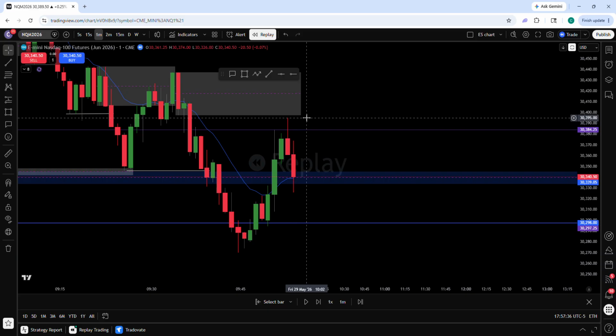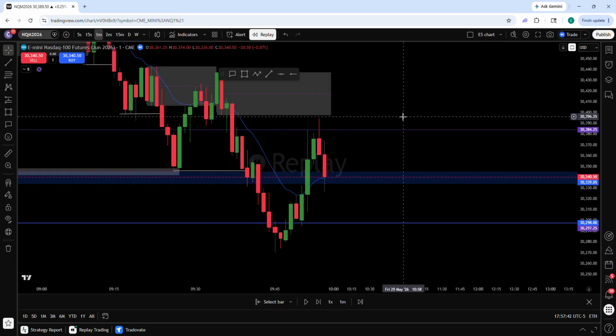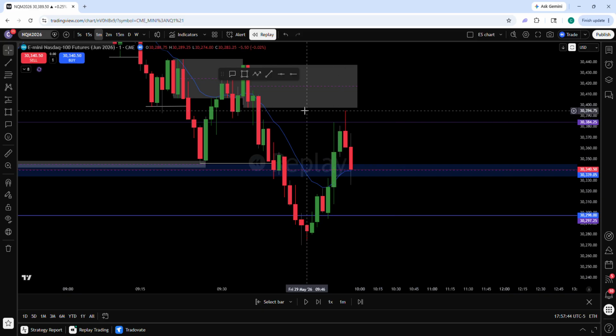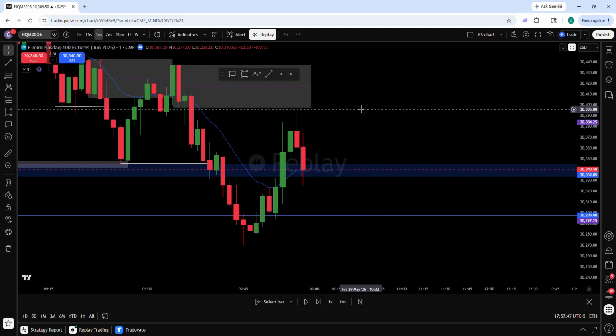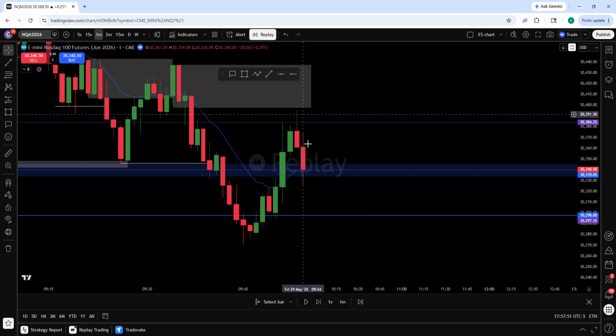And what happens? We miss it by 2 points. No tag by like 2 points right there. So close, but no entry. I'm sure if you switch over to ES, it probably tagged the zone.